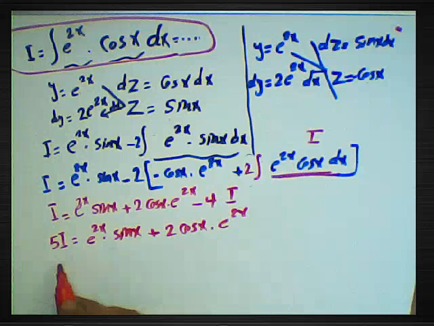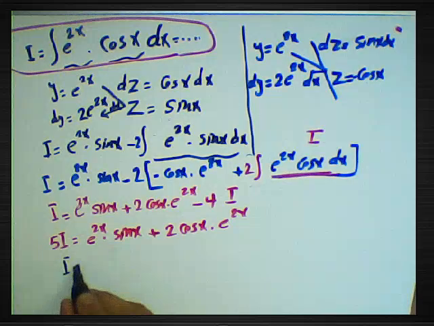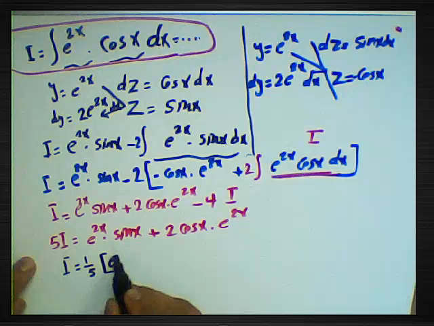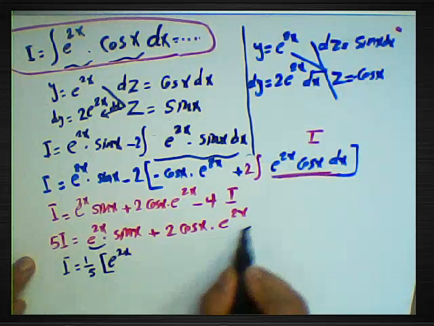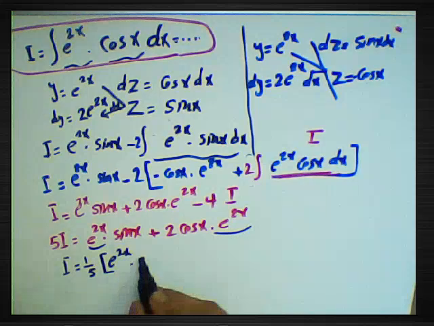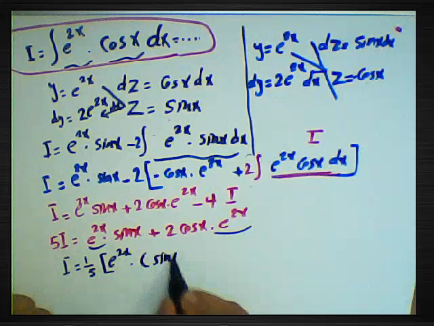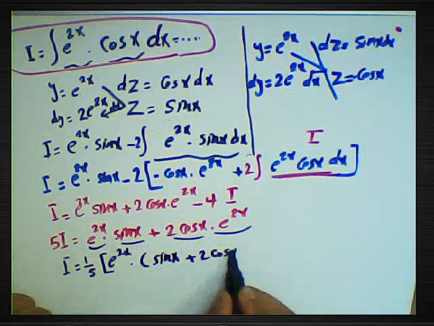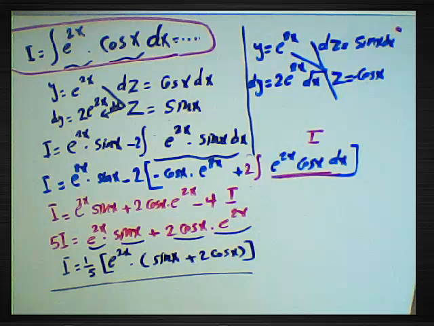We can write e power 2x height common factor between two terms here, then I equal 1 over 5 multiplication by e power 2x, write it term height common factor between them about sine x plus 2 cosine x. This is the result about this example. 1 over 5 e power 2x multiplication sine x plus 2 cosine x.